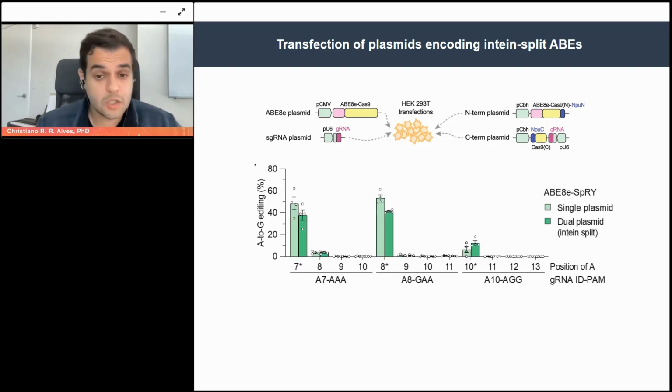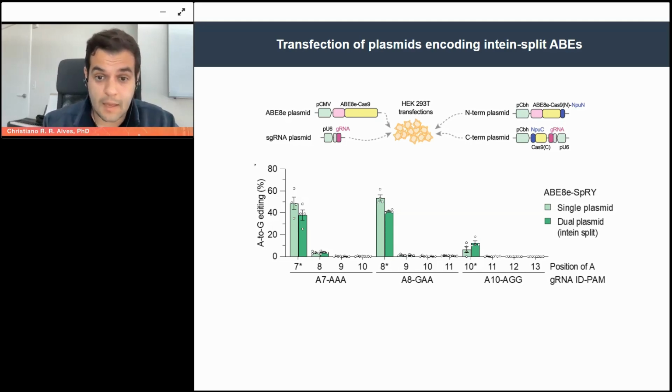And then just to highlight here, if you look, for example, at guide 8, which is the one in the center of this graph, we have a really minor decrease in efficiency. So we still have more than 40% on target editing using this dual system, this split of N and C terminal. And this is a very efficient system. Using this intein, the N and C terminal halves, after they're transfected, fuse inside the cell and then make the edit. And as you can see here, it is over 40%. So this is happening in cells.